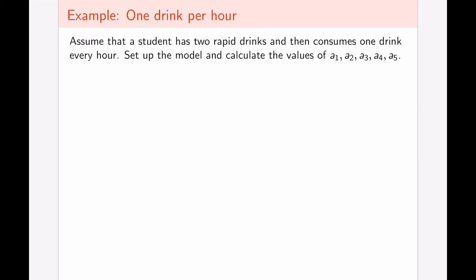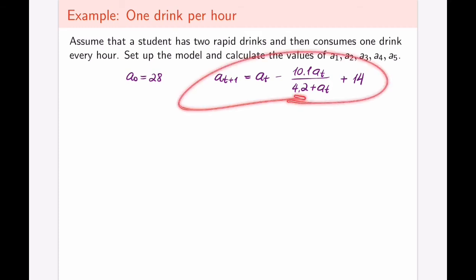Let's take a look at the next example. So the same setup in the beginning, 2 rapid drinks to start off with. So my A0 is 28 grams of alcohol, but now we supplement with 1 full drink per hour, which means that our model needs to be slightly adjusted. My beginning is still the same, A sub t over 4.2 plus A_t, but now we're adding 14 grams of alcohol. So if I use this formula to calculate the following amounts, what are we going to see?